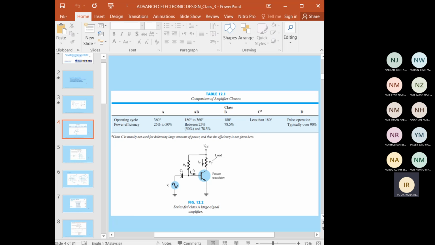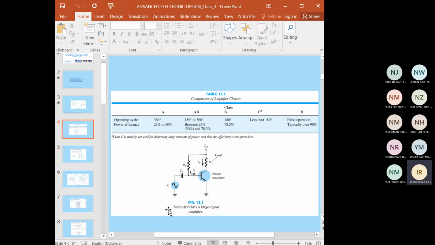This figure 12.2 is an example of the series-fed class A amplifier. We have the input at the base, and then we have the input capacitor and the RB. So the current will flow toward the base of the transistor. The supply is given by VCC. We have the RC load, and the emitter will be grounded. So basically, this is the connection of the class A series-fed.